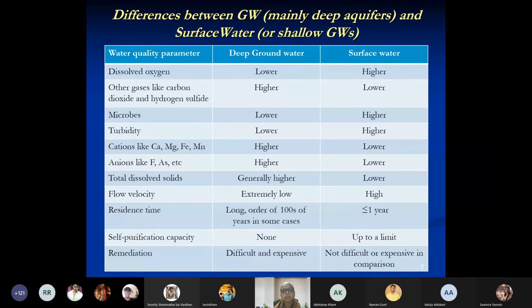So let's take a look at deep groundwater. Deep groundwater is not influenced by surface water, while shallow groundwater is influenced either by surface water or by rainwater. So that is one group. Like I said, dissolved oxygen in deep groundwater is much lower than in surface water or shallow groundwater. If you compare shallow groundwater with surface water, you'll find very little difference because they are more or less very close to each other, literally very close to the surface.